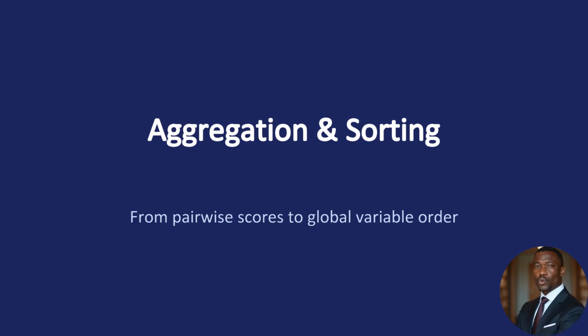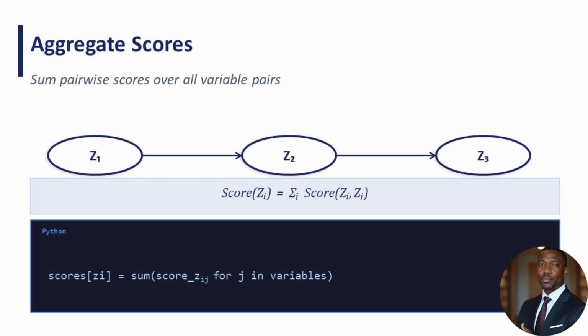Once we have pairwise scores for every variable pair, the next challenge is to convert those local, 2-variable comparisons into a single global ranking of all variables. This section covers aggregation and sorting, the step that transforms thousands of pairwise votes into one consistent temporal order. To get a global score for a variable I, we sum its pairwise scores against every other variable J in the set.